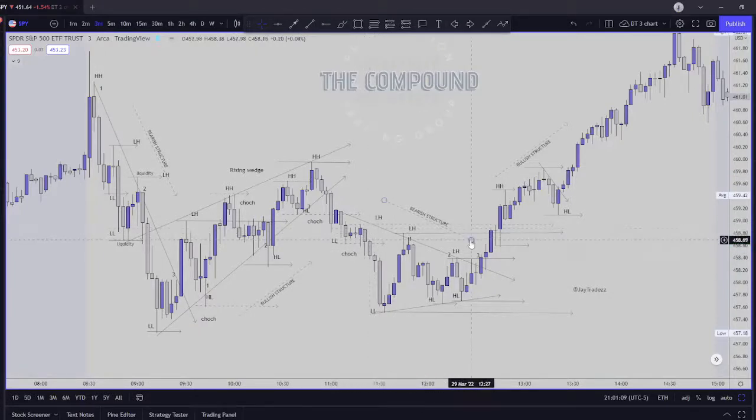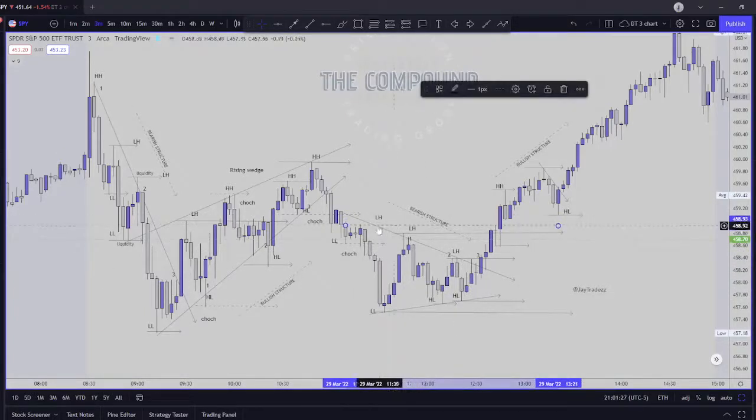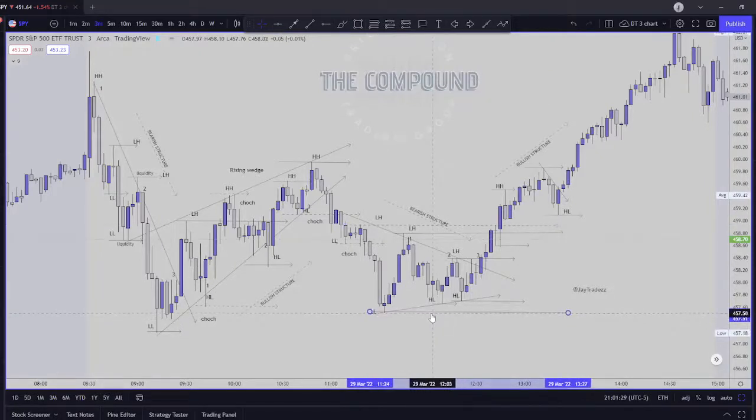But this structure is a symmetrical triangle. And what does a symmetrical triangle look like? It's this here. You have a lower low, a lower high, a higher low, a lower high, followed by a higher low. So as long as it's not breaking this point and this point here, this area is still considered congestion. So even here, let's say this breakout touches up here, it can still bounce back and congest here.